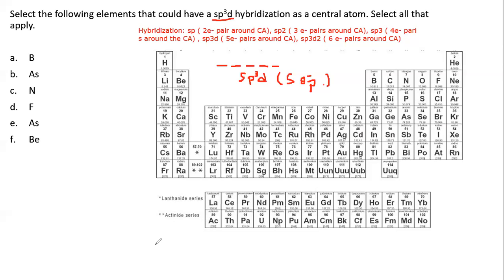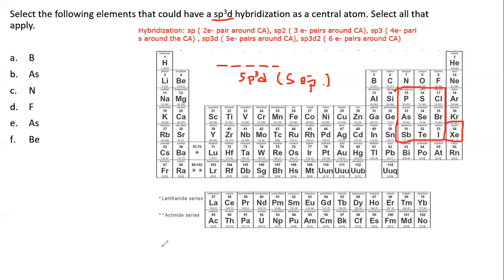So now we have to think about which elements can have an expanded octet. And like we talked about, the most common ones are this block of 9 and xenon. So again, since sp3d needs 5 electron pairs around the central atom, it's going to be an expanded octet. And so expanded octets deal with row 3 and below, and that's because in energy level 3, we have a d orbital present.